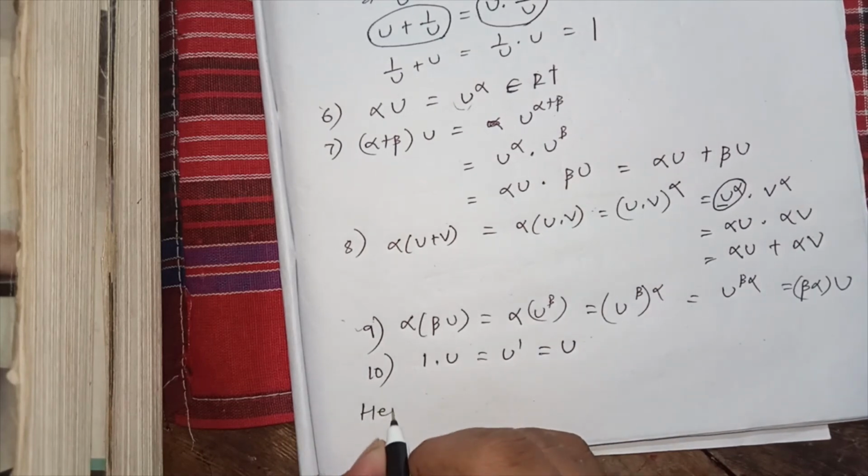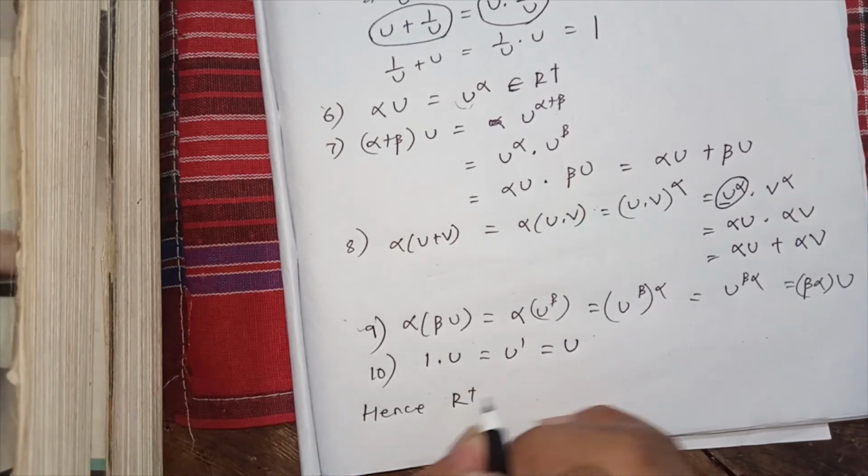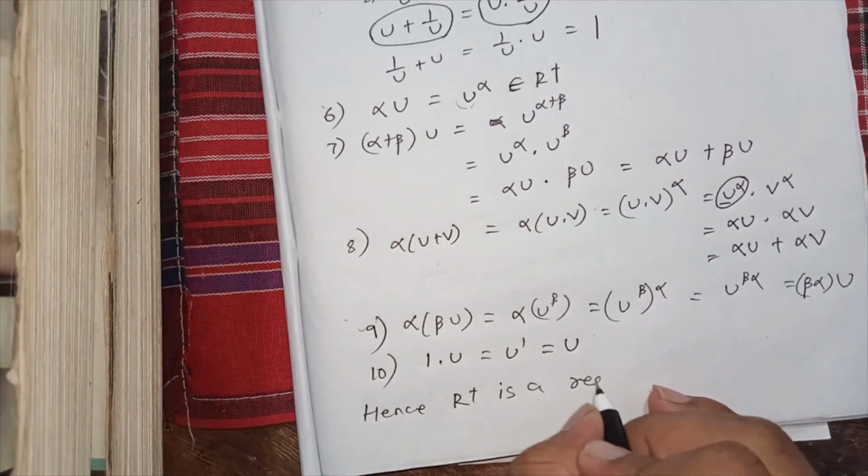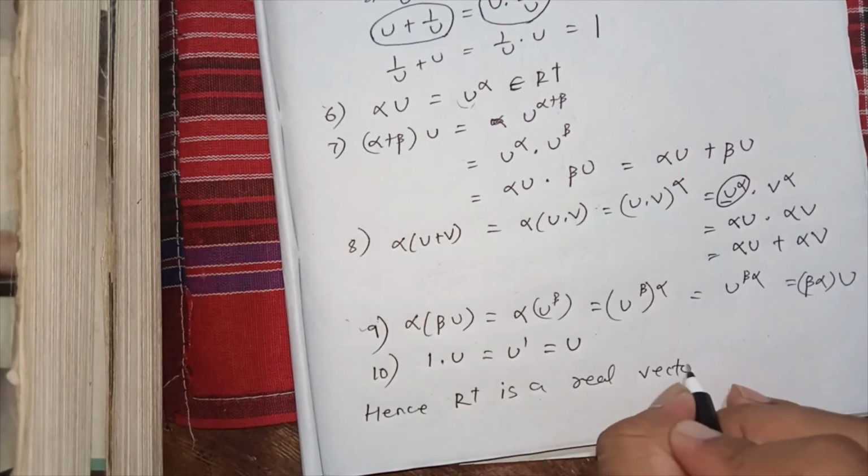So hence you can write that R plus is a real vector space.